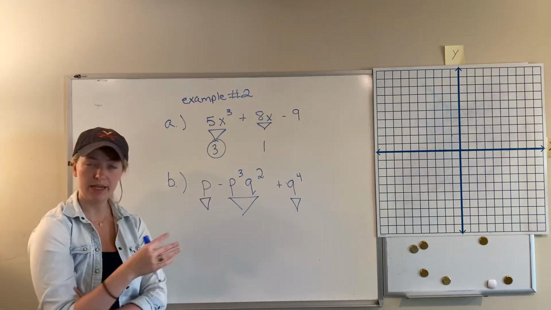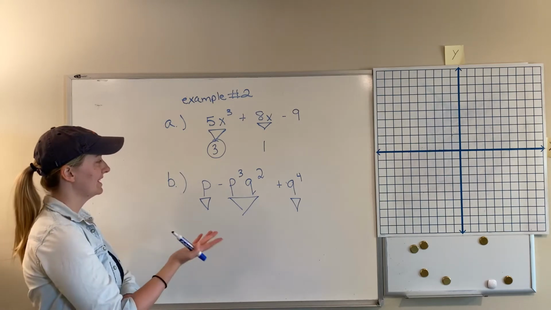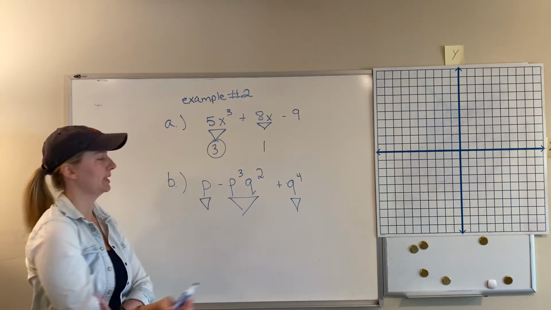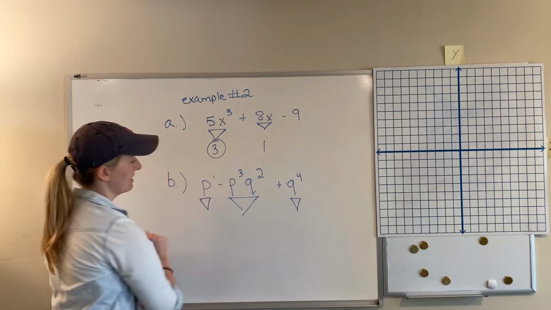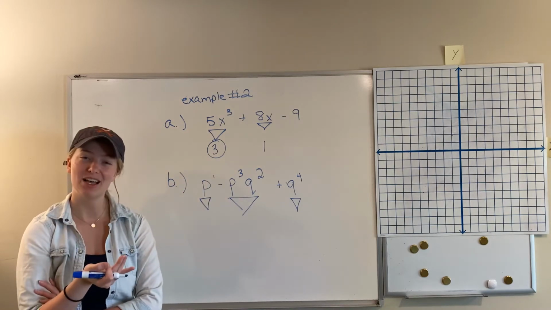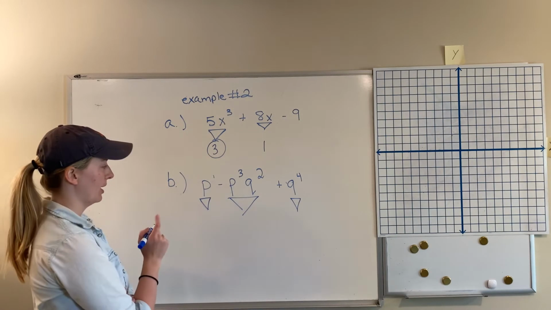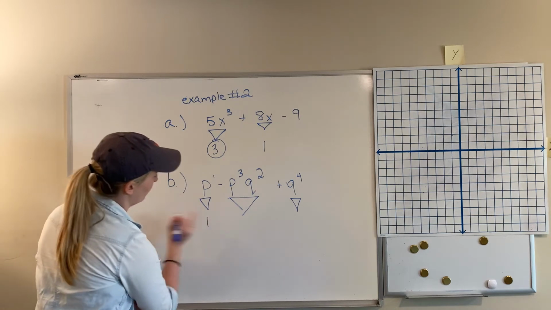What's the degree of p, my first term? Well, it doesn't say anything, so therefore I know it's really p to the first. Any variable by itself is really just being raised to its own power of 1. So p to the first has a degree of 1.